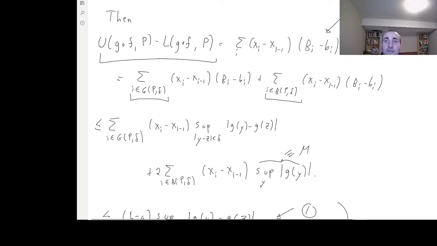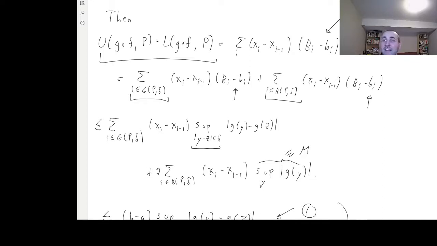So in the good part, I'm going to replace capital BI minus lowercase bi with the supremum of g of y minus g of z for points y, z that are less than delta apart, right? Because I know capital AI minus lower ai is less than delta. Okay. For the bad sets, I have no idea what capital BI minus lower BI is, but certainly that difference is less than 2 times the supremum of the absolute value of g.